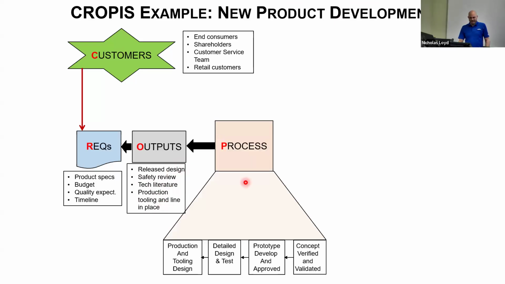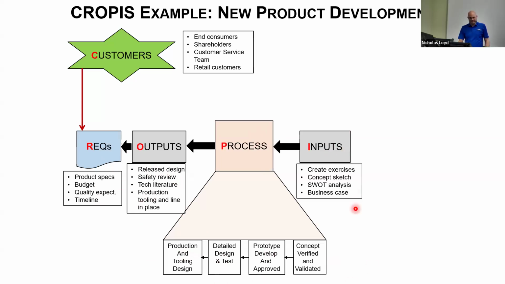Then we say, here's our design process that we're going to do. We're going to concept, verify it, validate it, develop a prototype, do a detailed design and test, identify production processes and tooling. And out of that become these outputs that will meet these requirements. But then we have to look at it and say, to do these things in our process, what inputs do we need?